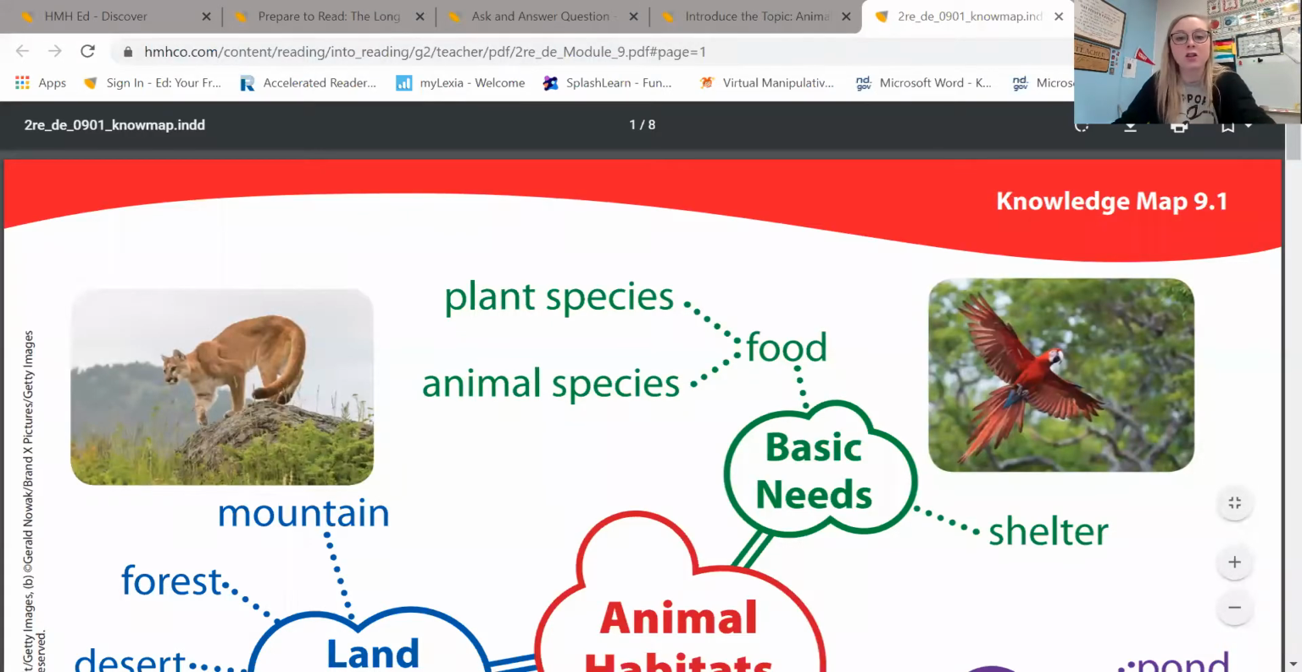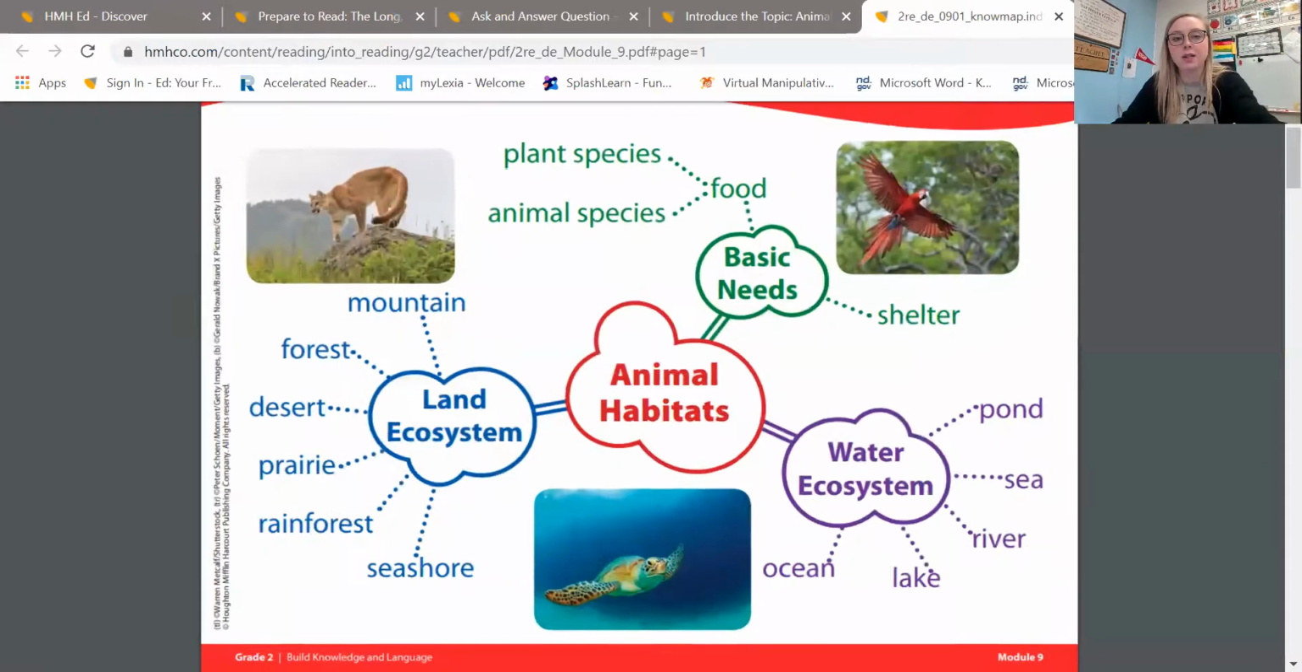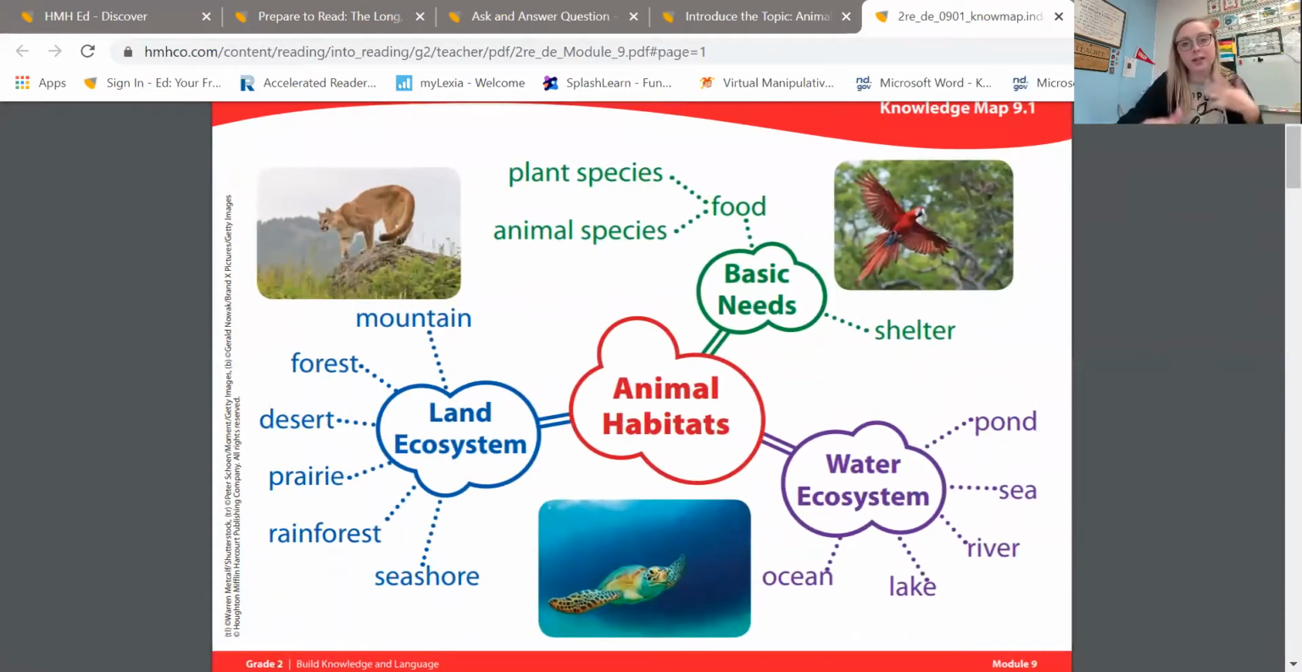So let's get started. I'm gonna share this. Our new topic: last week, or the last 3 weeks, we talked about plants and how they grow. Now we're talking about animal habitats, so where animals live. Our main topic is animal habitats, and that animals have basic needs.